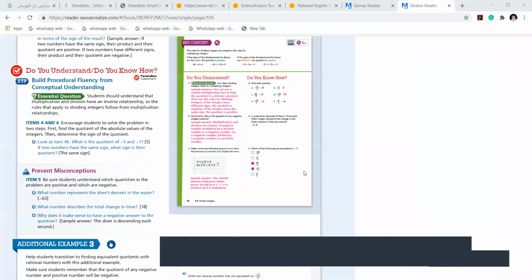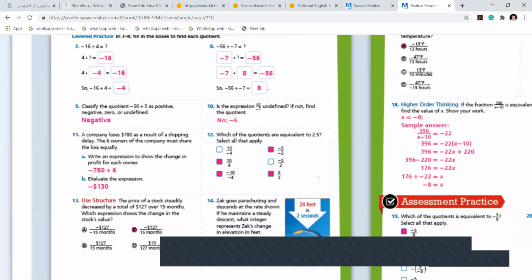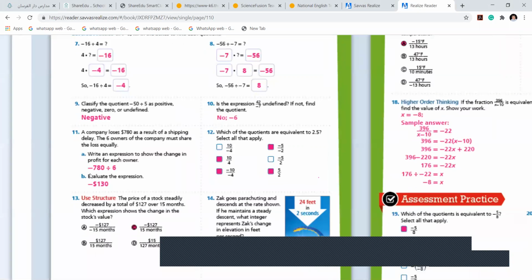Next page. Miss, page what? Girls, please tell her the page number, practice problem solving. 55. Yes.